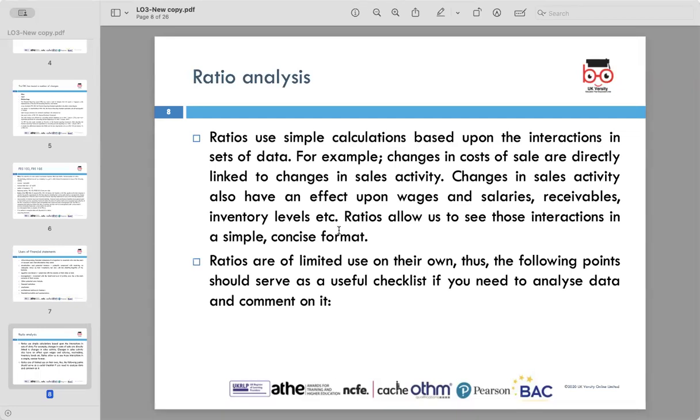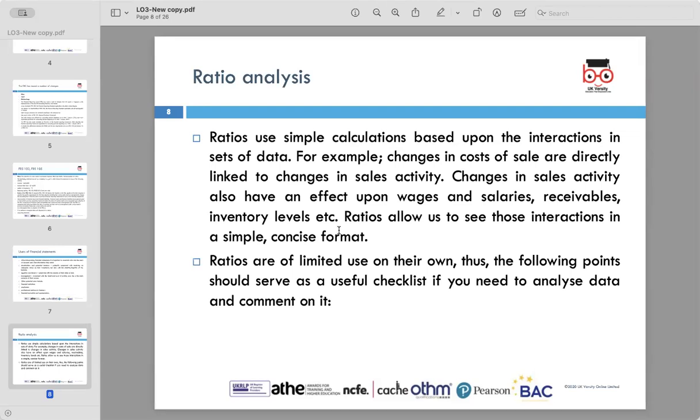Ratio analysis, financial ratio analysis and their use. Financial ratios provide a simple and concise format to understand the interactions between various sets of data within financial statements. They are particularly useful for analyzing changes in sales activity, cost, wages, salaries, receivables, inventory levels, and other financial metrics.